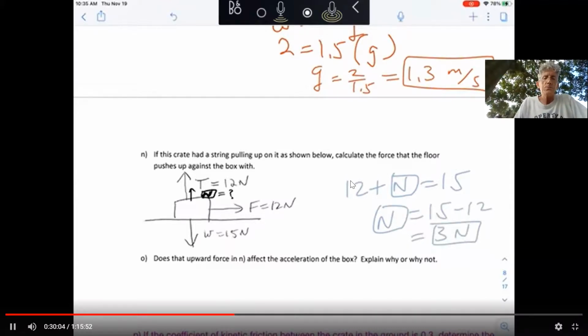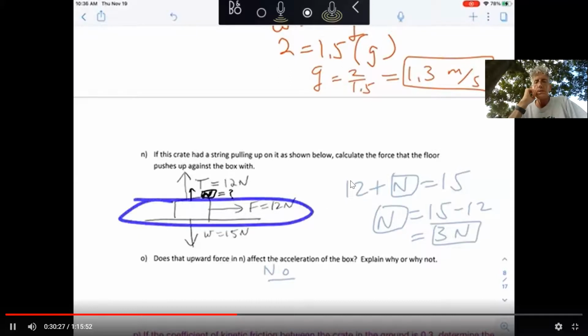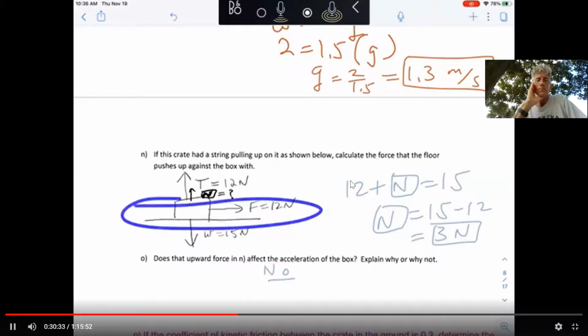Okay, does that upward force affect the acceleration of the block? No, because all the forces are balanced in the vertical direction, but not so in the horizontal direction. Okay, let's move on.